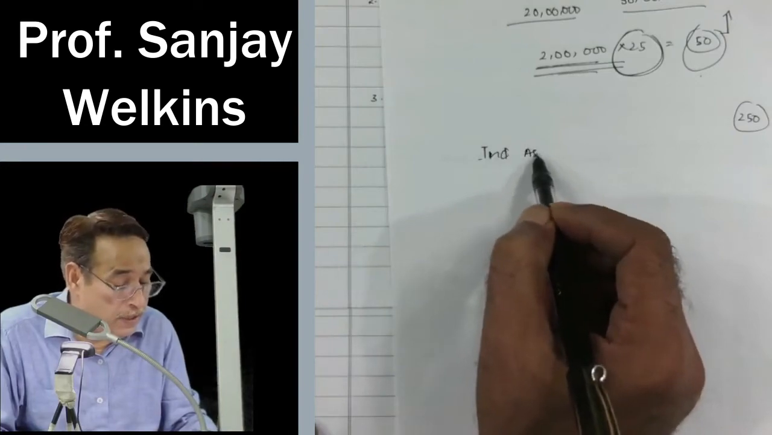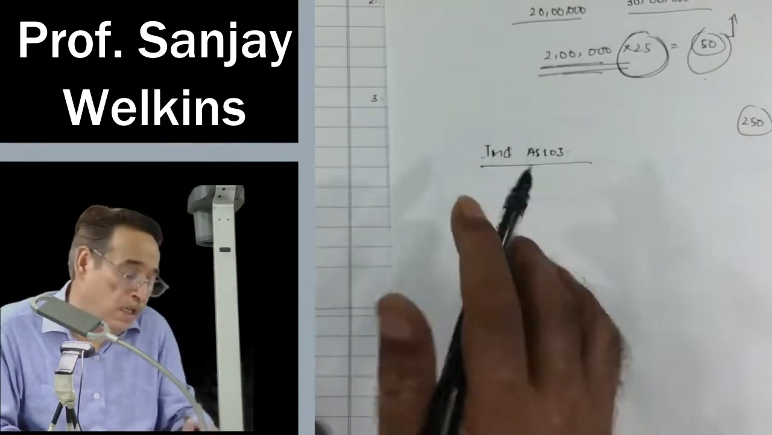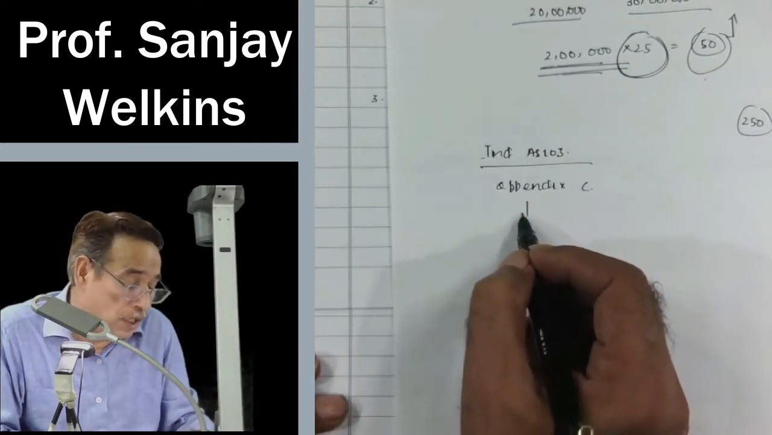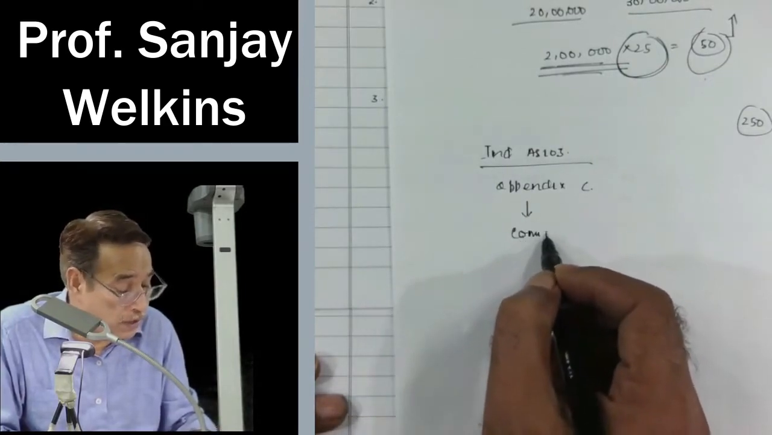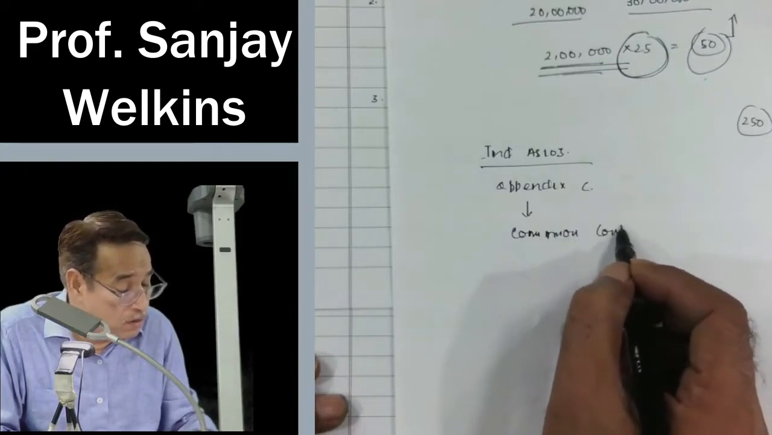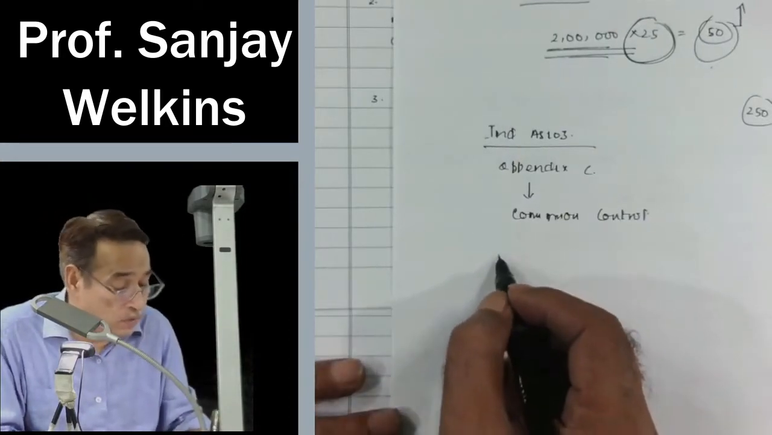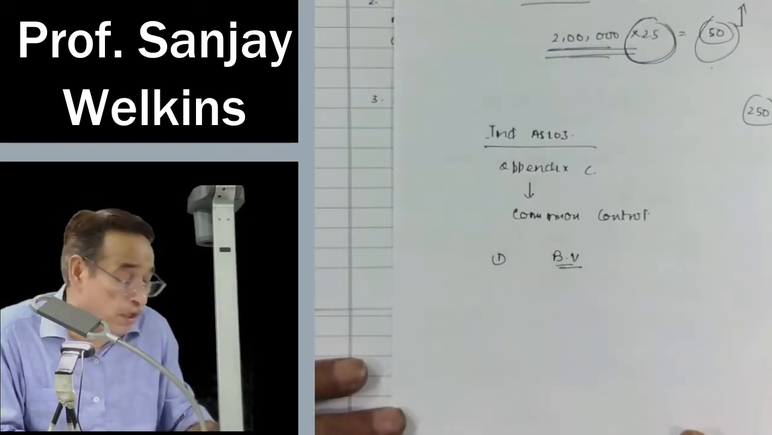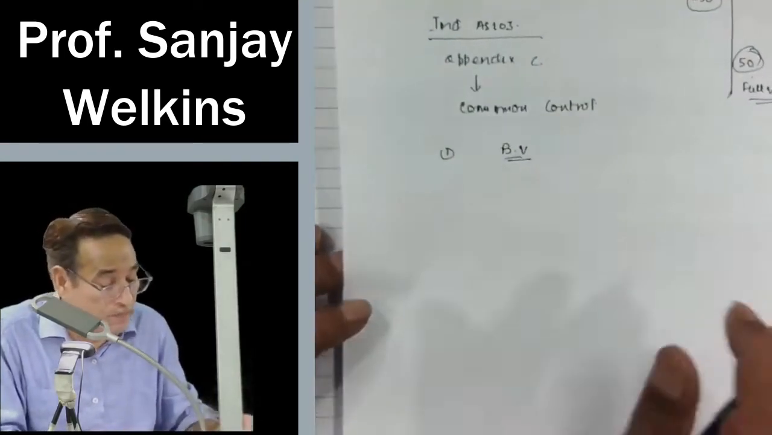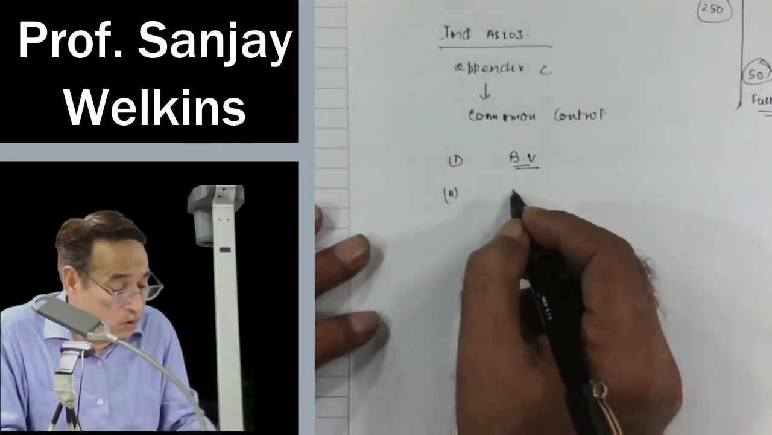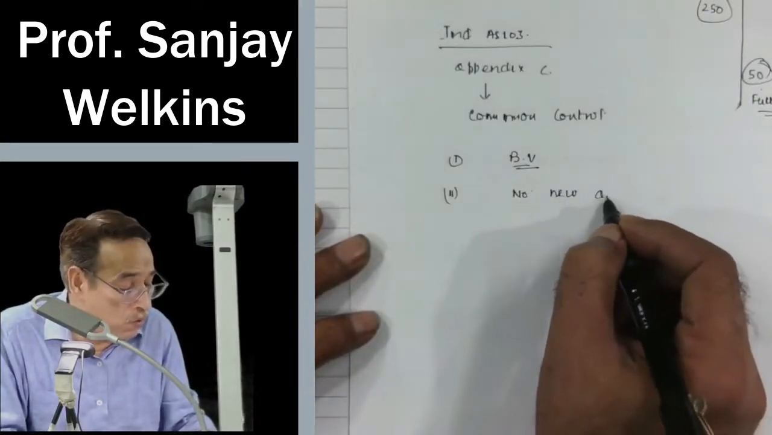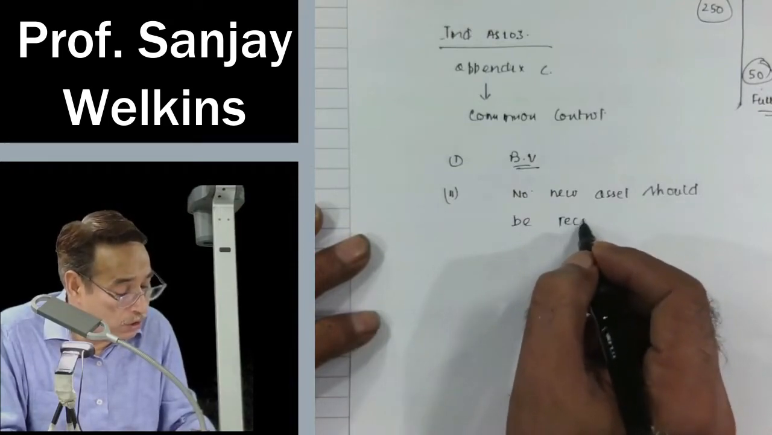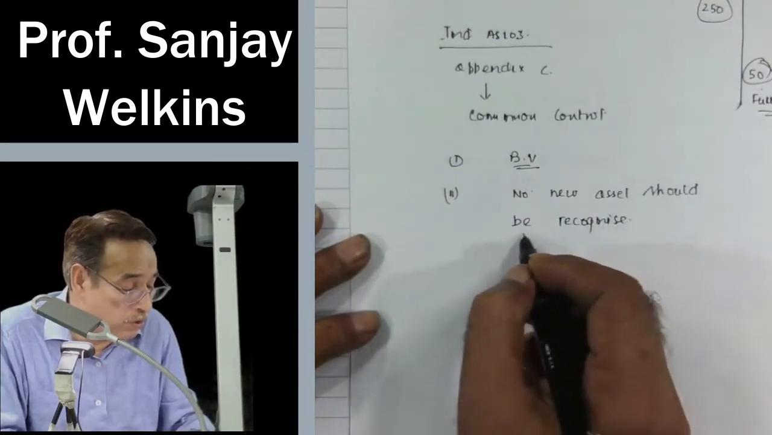As far as Ind AS 103 is concerned, Appendix C clearly states, which deals with common control. First of all, you need to understand that it deals with common control. Now, it states one, that items acquired or liabilities assumed should be recorded at book value, not at fair value. We have recorded them at book value. Second important point is that no new asset should be recognized. You need not recognize any new asset.